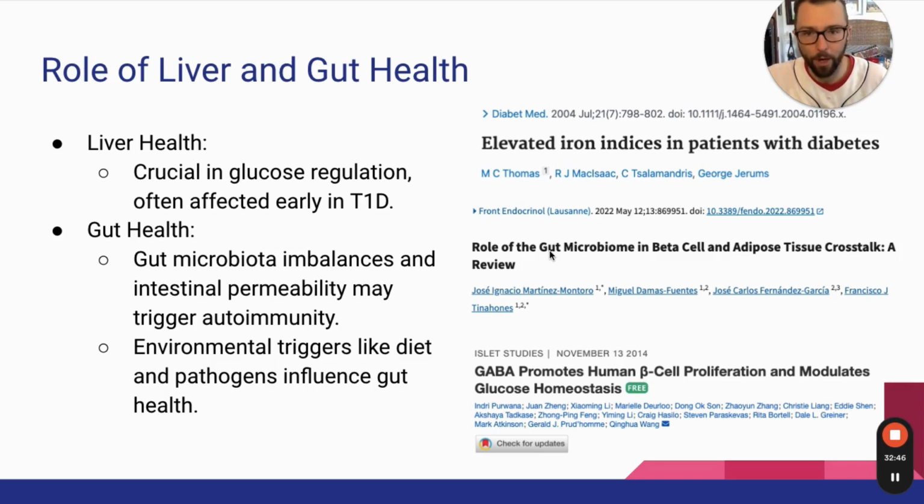So gut microbiome imbalances and intestinal permeability that results from advanced inflammation in the gut have definite roles as possibilities in triggering autoimmunity. I have to be careful how I word that. And then environmental triggers like diet, pathogens, and how they can influence gut health, right? So how is the quality of the food we're eating impacting our gut health? And as a result of that impacted gut health, how is that influencing our beta cells?